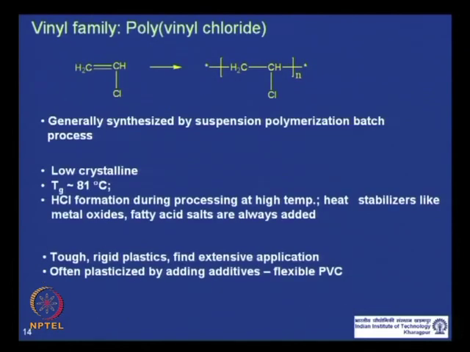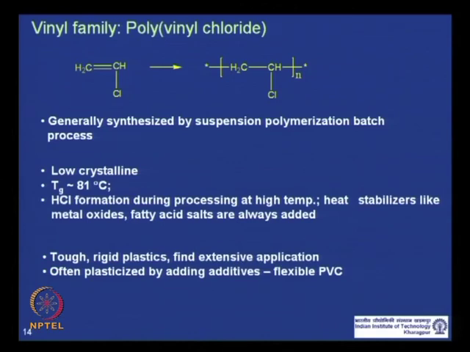Next, we talk about the vinyl families, and the most important polymer in the vinyl family is polyvinyl chloride. It is generally synthesized by suspension polymerization in a batch process. It has low crystallinity, with a Tg around 80 degree centigrade. Now, when you process this polymer at high temperature, it evolves HCl, and that is very detrimental for several applications. So, in almost every application of polyvinyl chloride, one needs to add a heat stabilizer like metal oxide or fatty acid salt, to minimize this HCl production. Otherwise, there are no practical applications of PVC.